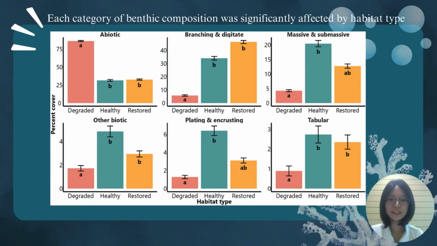From the results of this study, we found that each category of benthic composition was significantly affected by the habitat types. Referring to the bar chart shown in the results, the percent cover of corals such as branching and digitate corals, massive and submassive corals, plating and encrusting corals, tabular corals, and also the other benthic are much higher in the healthy habitat and restored habitat compared to the degraded habitat. The factors leading to these results included the environmental factors around the healthy habitats and the effectiveness of the Reef Star method used in this study.